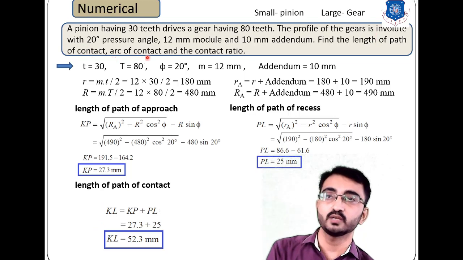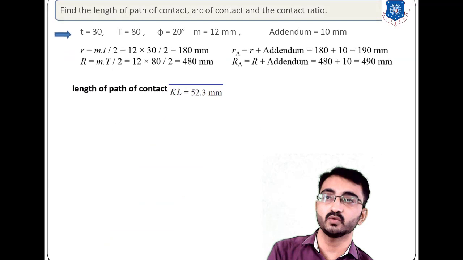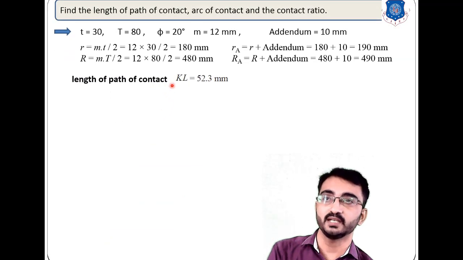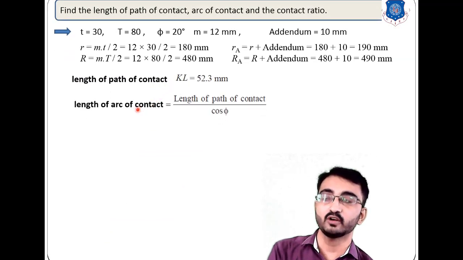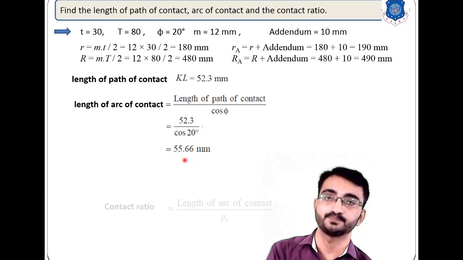Now we have to calculate the length of arc of contact. Okay, so over there we will need the length of path of contact. We have a simple relation: arc of contact is equal to path of contact upon cos phi. By putting the value of path of contact and cos phi, with phi given as 20 degrees, we can calculate the length of arc of contact, which is equal to 55.66 mm.